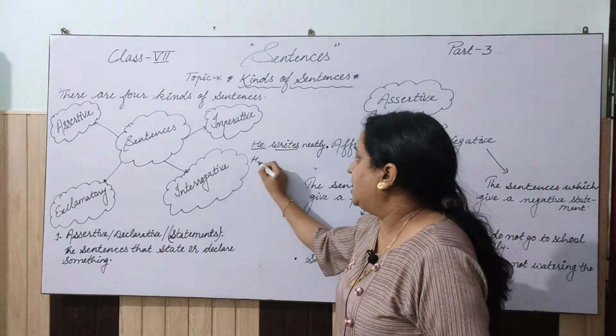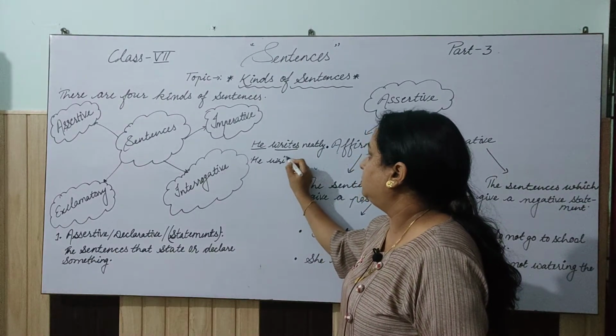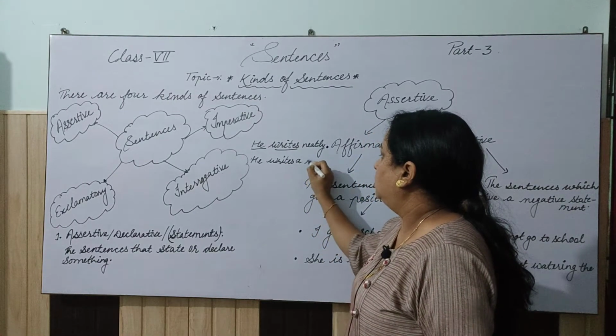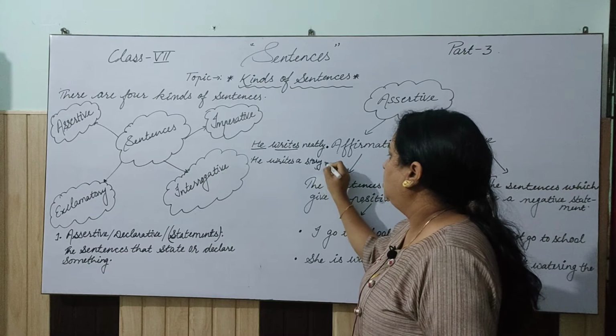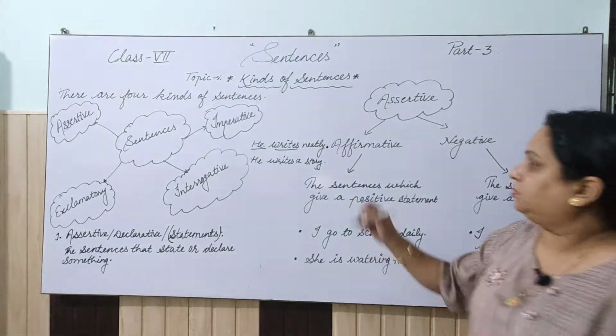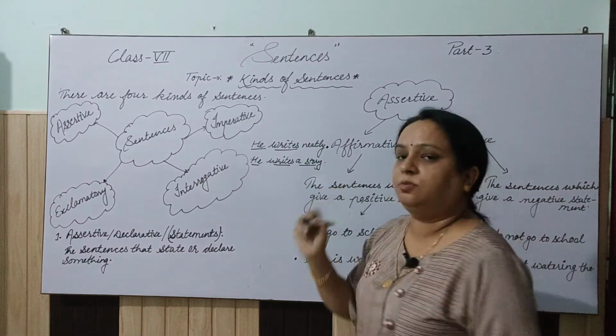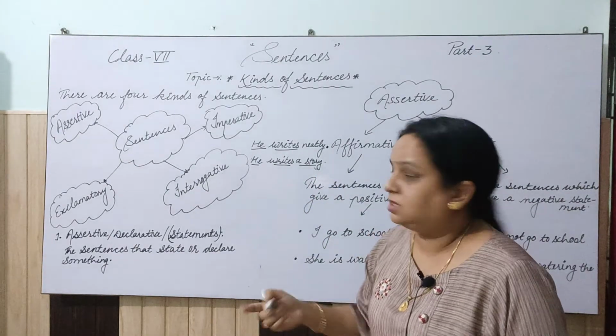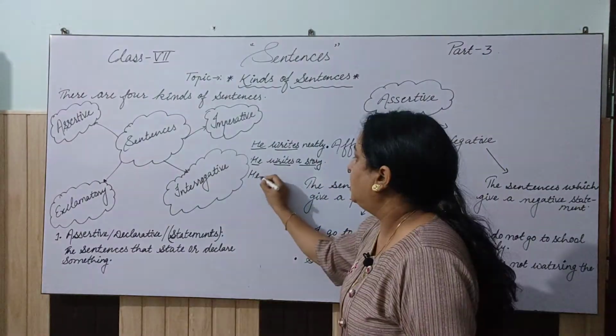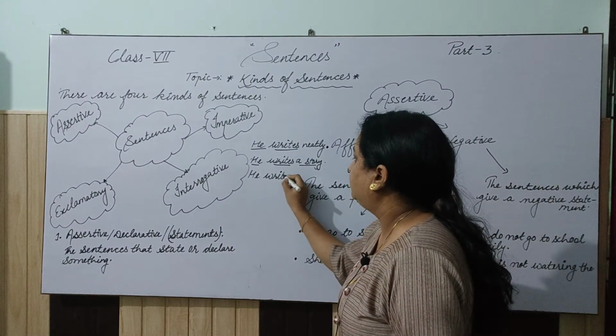Suppose I am writing he writes a story. So this he is what? Subject, writes is verb, a story is object. But it is not necessary. Suppose I am writing he writes only.